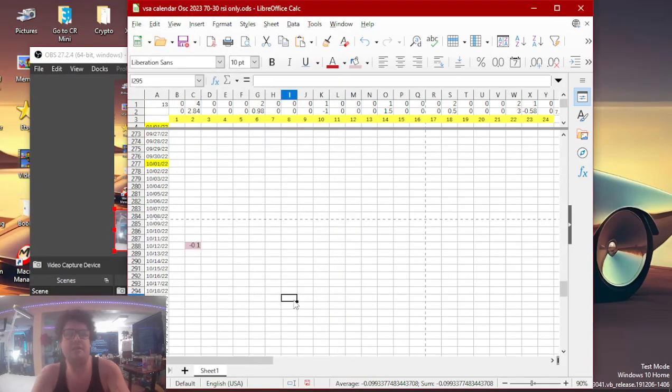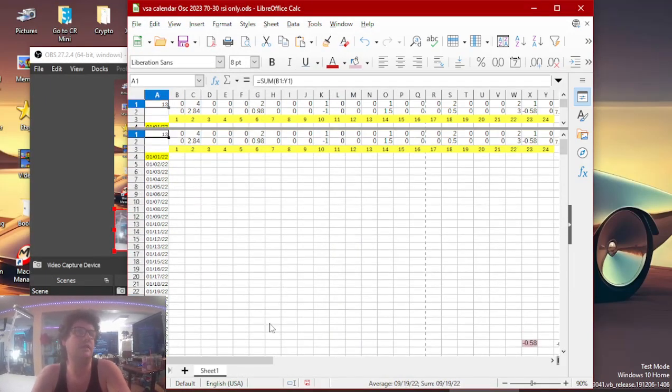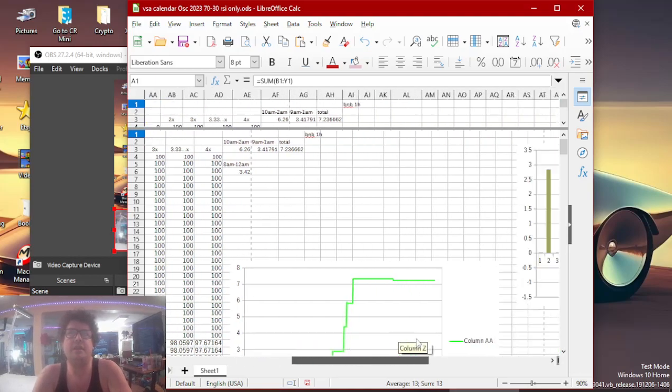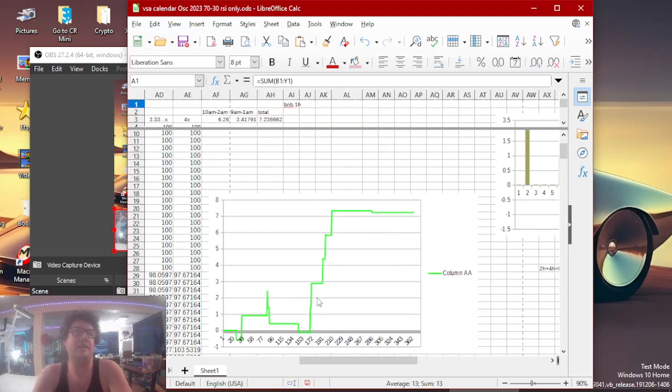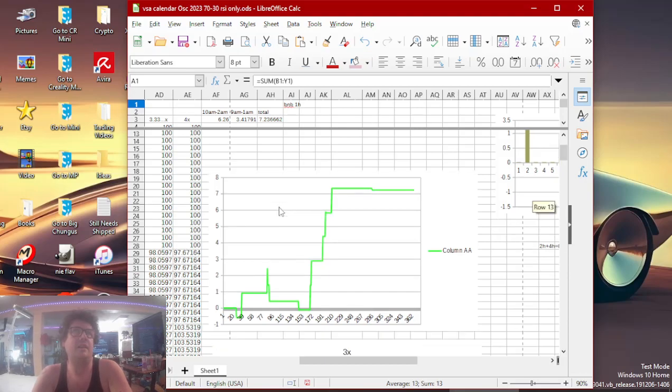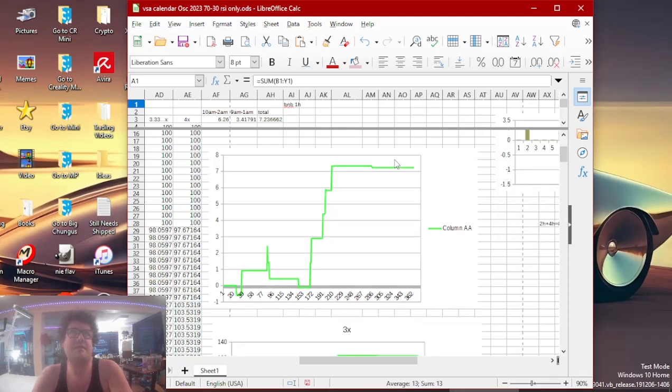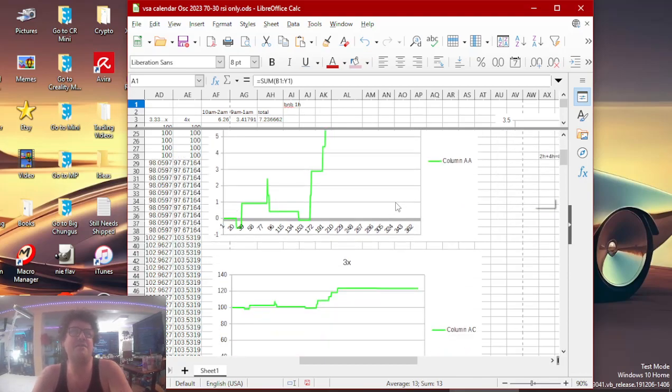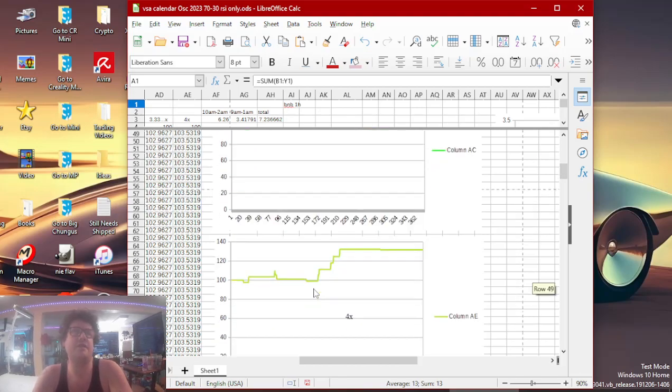So let's scroll to the top and see what the equity curve looks like. There are only a few trades here, but that is kind of the direction you want it to go. This is what it looks like with 3x leverage. This is what it looks like with 4x leverage. So that's like a 30% gain.